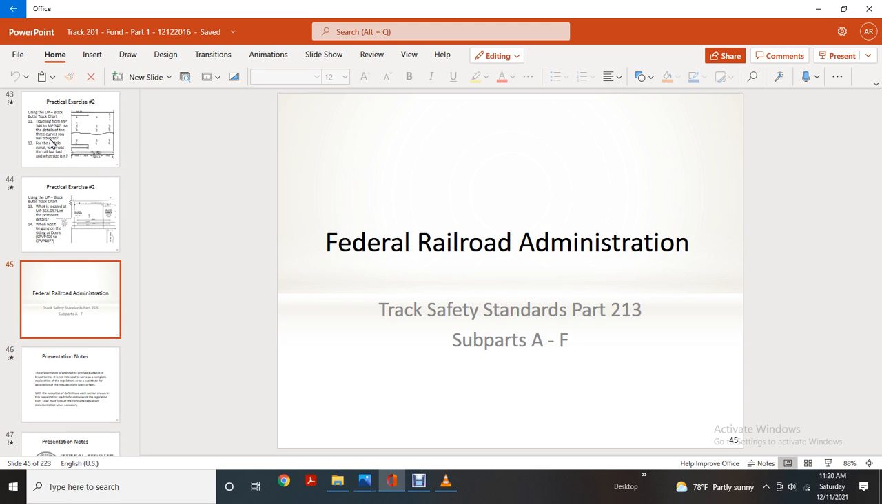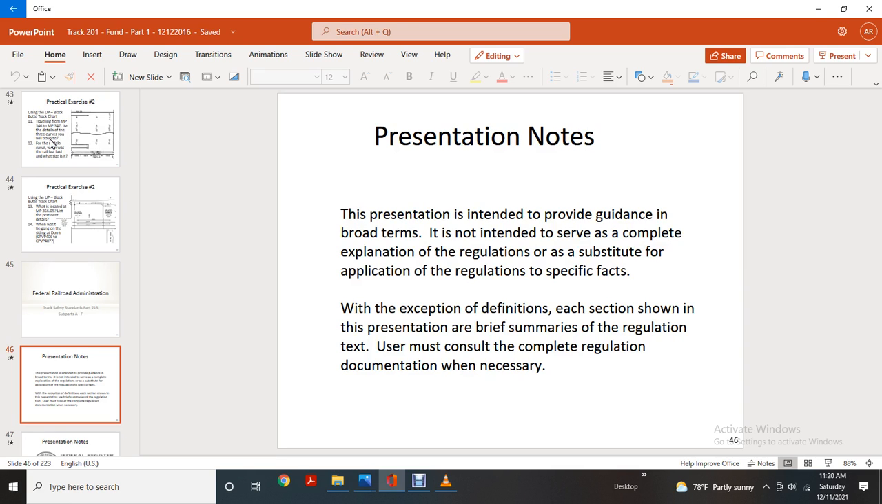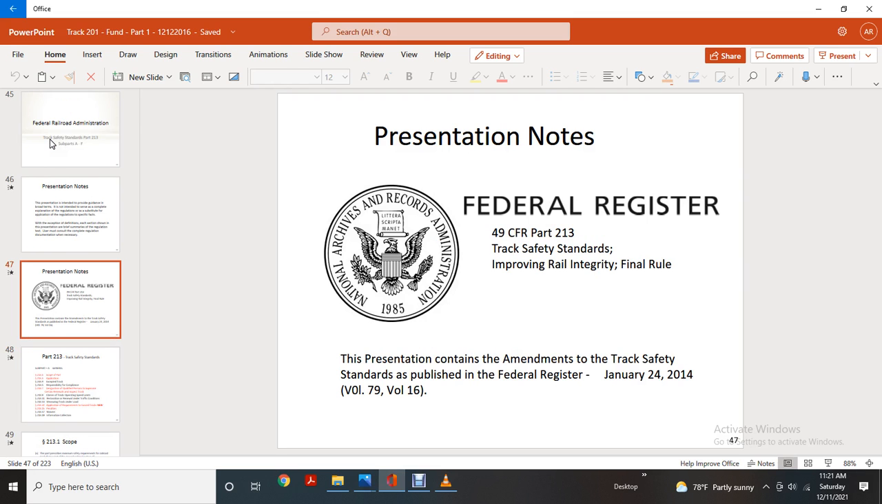Alright, Federal Railroad Administration Track Safety Standards, Part 213, Subparts A through F. Presentation notes: this presentation is intended to provide guidance in broad terms, not a complete explanation of the regulation, and is not a substitute for applying the regulation to specific facts. With exemptions and definitions, each section shows brief summaries of the regulation text. The user must consult the complete regulation documentation when necessary.